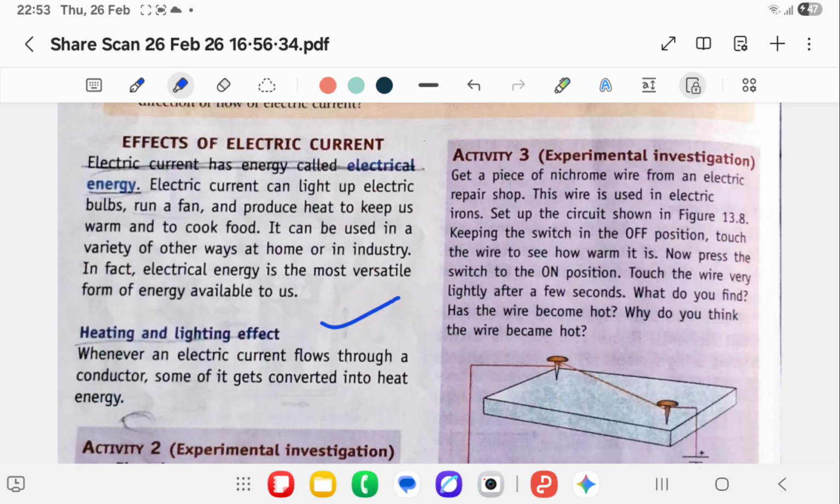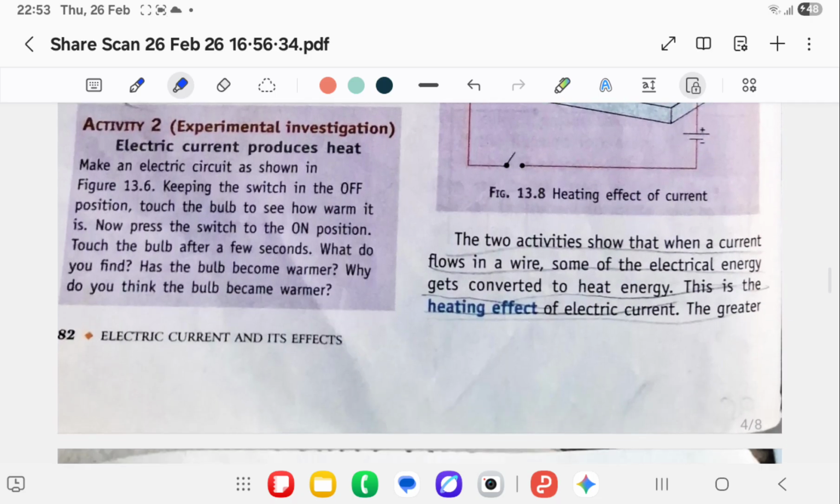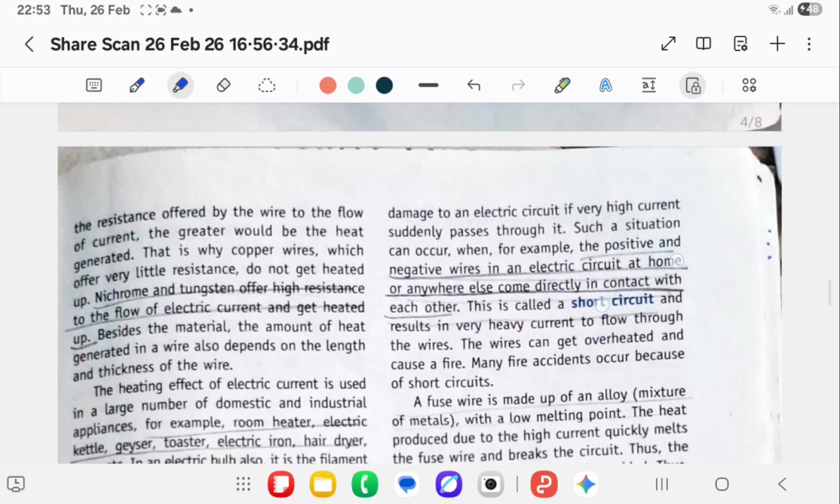Next, lighting effect. Okay, in winters you generally use your room heaters. So what happens is, after some time they glow. So why are they glowing? The first effect they have shown is that all the coils in your room heater have become warm, heated, and then they show the lighting effect. Because of the heat they are now showing the lighting effect. So the first effect is your heating effect, after that it shows your lighting effect.